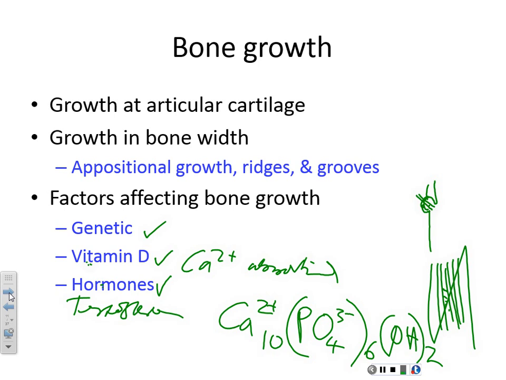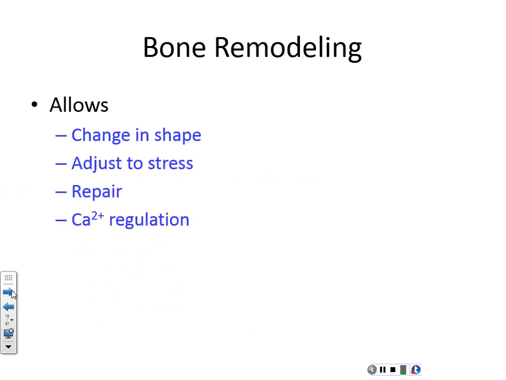Okay, it's going to be estrogen. And also calcitonin. Calcitonin also affects bone growth because it lays down calcium. Parathyroid breaks down, so that's how it affects the growth. But the major hormones will be testosterone and the estrogens. Okay, so that'll be able to tell me those factors.